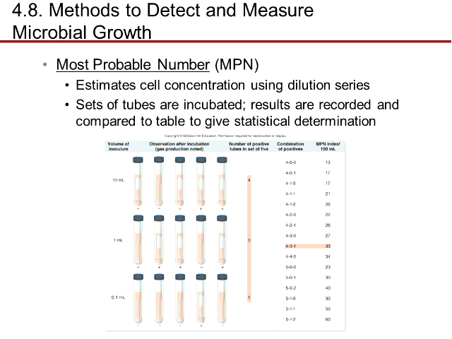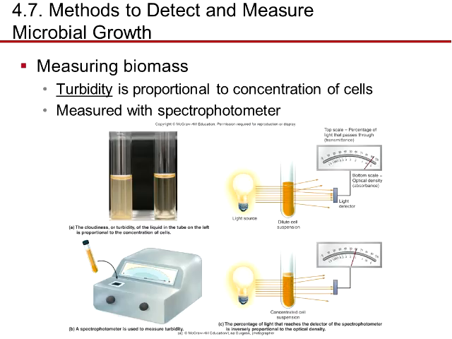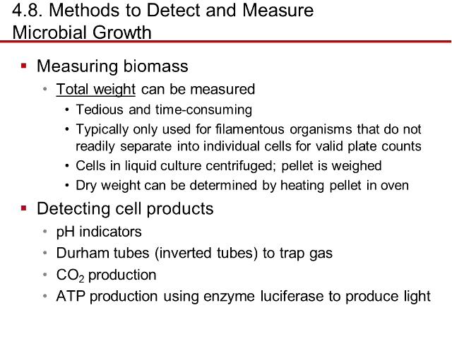The most probable number, MPN, is an estimation. It estimates the cell concentration using a dilution series. So a set of tubes is incubated, results are recorded, and compared to a table to get a statistical determination. So basically it might be the cloudiness of a cell, it might be something else growing, but we're predicting what the cell concentration is based on that growth. Measuring biomass, turbidity is proportional to the concentration of cells. So basically as the cells grow in the broth, it becomes cloudier or more turbid. And then we look at light through a spectrophotometer, which tells us how much light is getting through, and we do a calculation which will give us an estimation of the cell count in that solution.